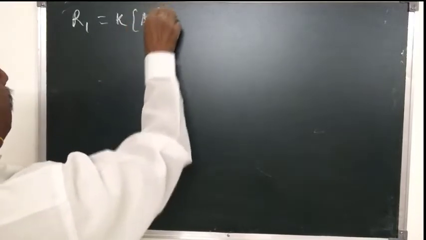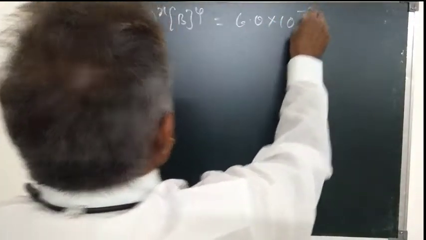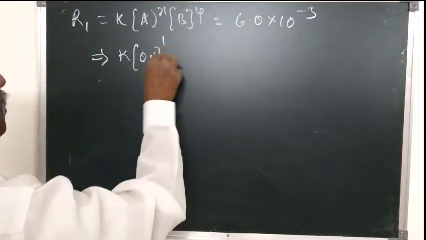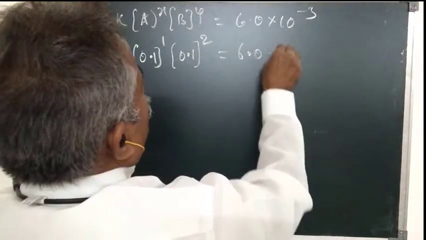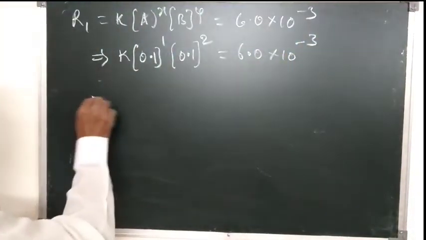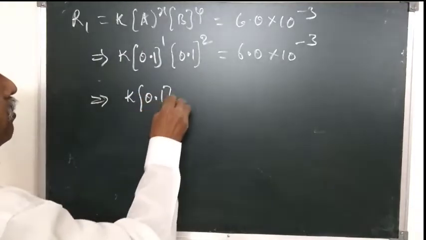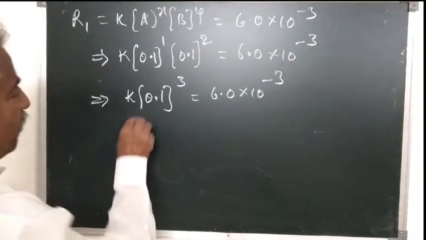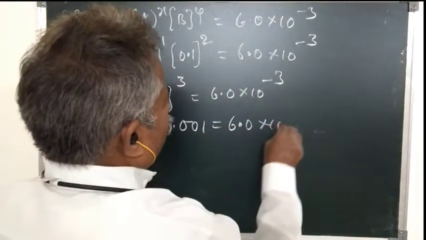Now rate 1 equal to K into A to the power x into B to the power y. What is the rate value? 6.0 into 10 to the power minus 3. Now implies K into concentration of A 1 into concentration of B is also 1 to the power 2 is equal to 6.0 into 10 to the power minus 3. This is nothing but 0.1 into 0.1 to the power 1 into 3. Therefore, this is K into 0.1 to the power 3 is equal to 6.0 into 10 to the power minus 3. This is nothing but K into 0.001 is equal to 6.0 into 10 to the power minus 3.